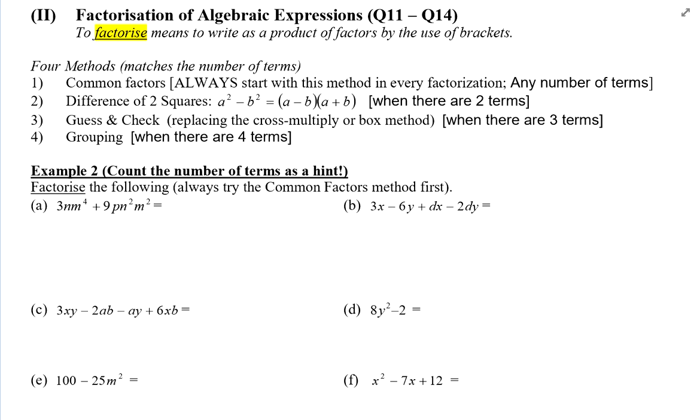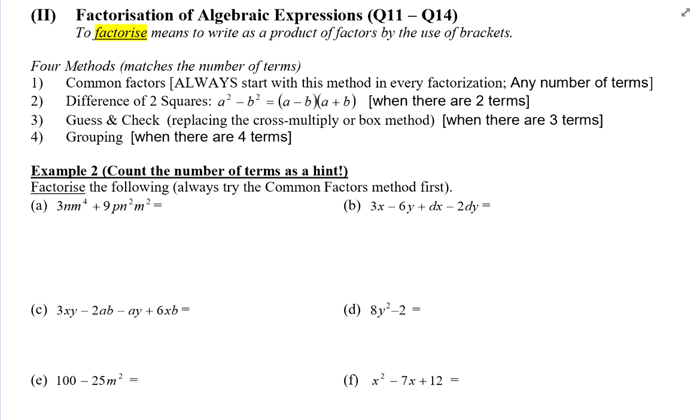The next part of algebra is factorization. Factorization comes from the word factor. Meaning, if you want to find the factors of 6, it is 3 times 2. I would like to write it as a multiple. Meaning, in factorization, you need to write as multiples as well.